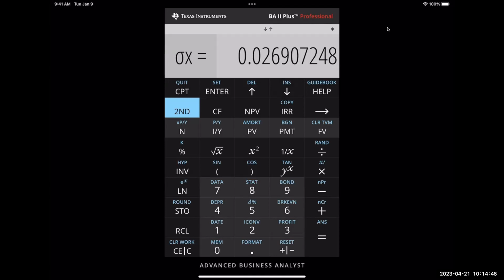Okay, so what's the difference between this one and this one? Both of these. Very good. So what is it? How does it affect things? This is for the standard deviation of the sample, and this is for the standard deviation of the population. Which one is bigger and why?